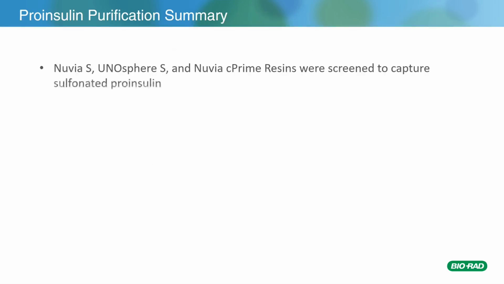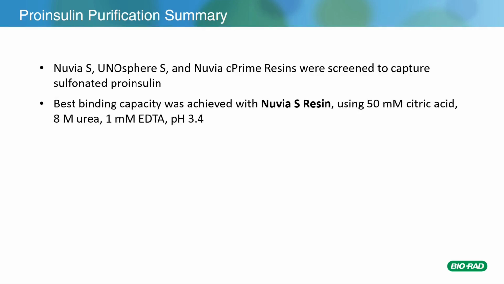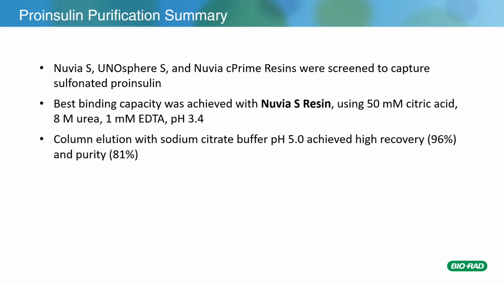So in summary, Nuvia S, Unisphere S, and Nuvia C prime were screened to capture the proinsulin, and the best binding capacity was achieved with Nuvia S using 50 millimolar citric acid, 8 molar urea, 1 millimolar EDTA, pH 3.4. And the column elution with the sodium citrate buffer at pH 5 gave a high recovery of 96% and a high purity of 81%.